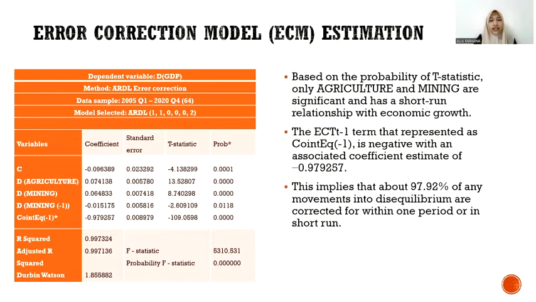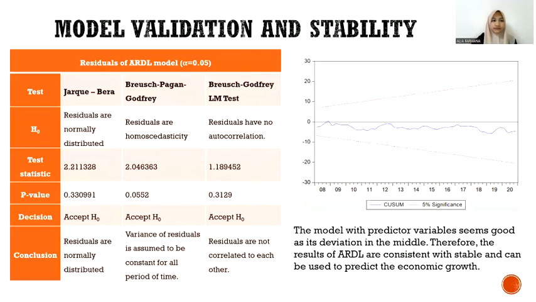Error correction model, ECM, estimation. Based on the probability of the t-test, only agriculture and mining are significant and have a short-run relationship with economic growth. The error correction term, represented as the coefficient of the equation, is negative, with an associated coefficient estimate of negative 0.979257. It implies that about 97.92% of any movement in the disequilibrium is corrected within one period, or in the short run.